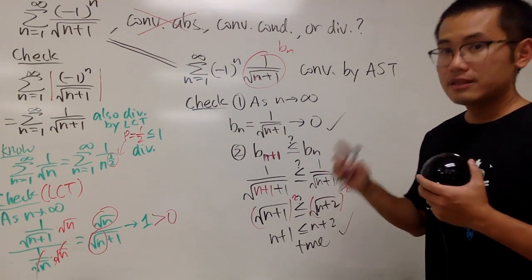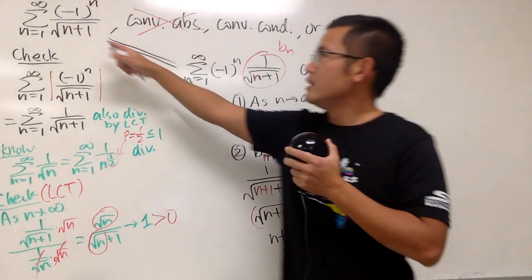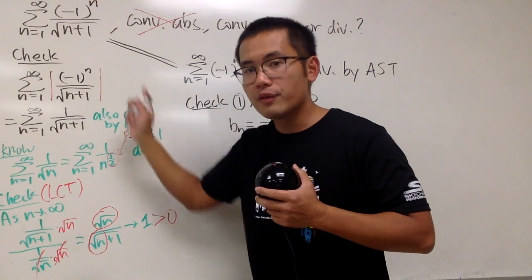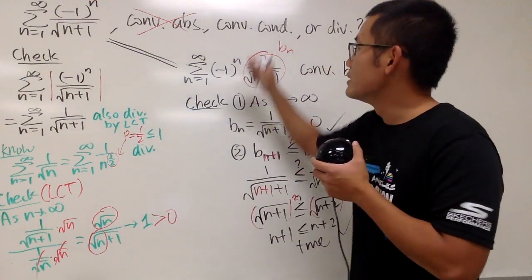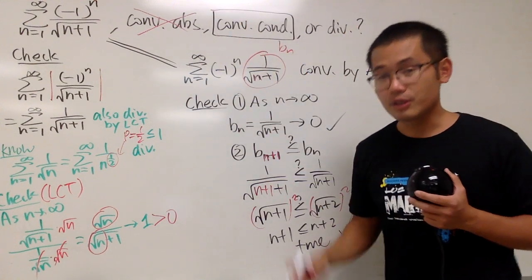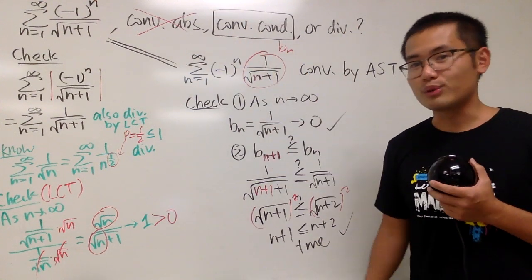So that's pretty much it. So that means what though? You see, the original version does converge, but the absolute value version of it didn't converge. So this is the conditional convergence, right? So know the definition and know what kind of check that you have to do. That's it.